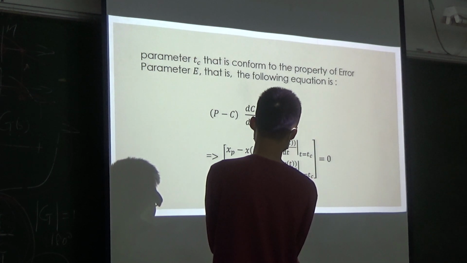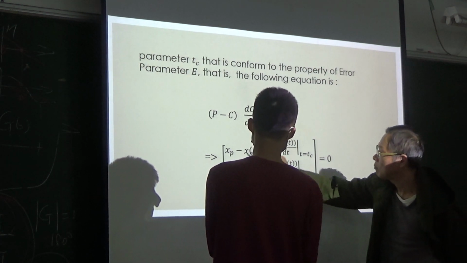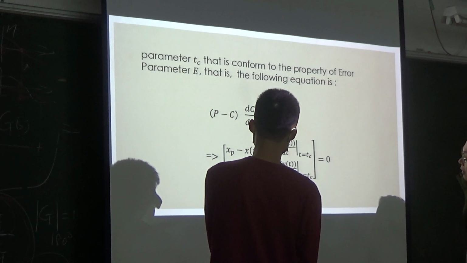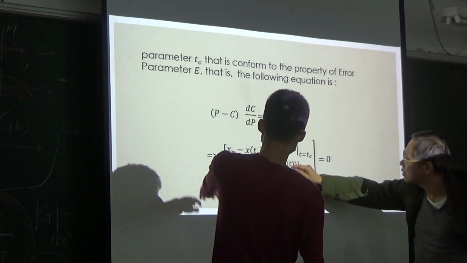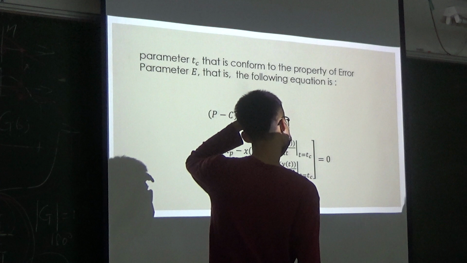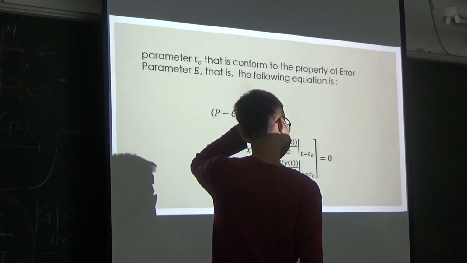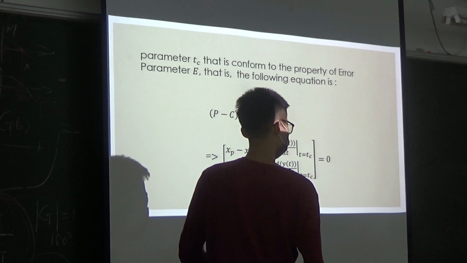P is, so you mean this is P minus C, and this is the C dP usually from the paper.